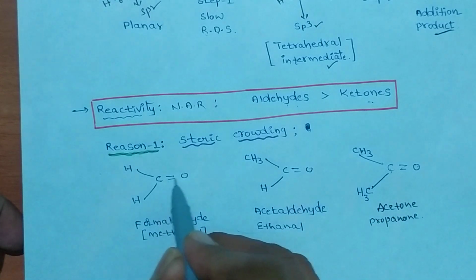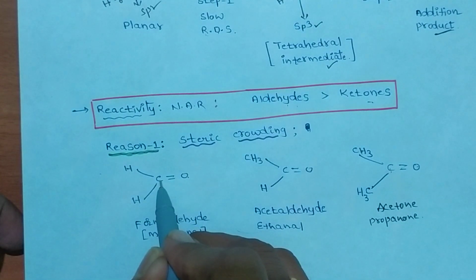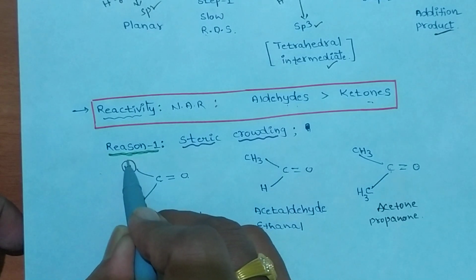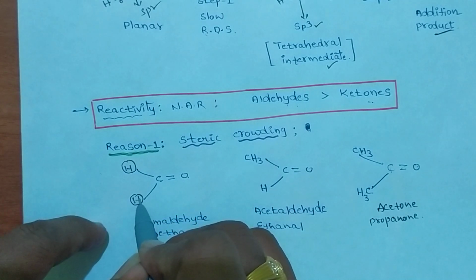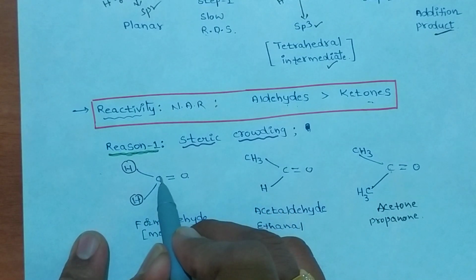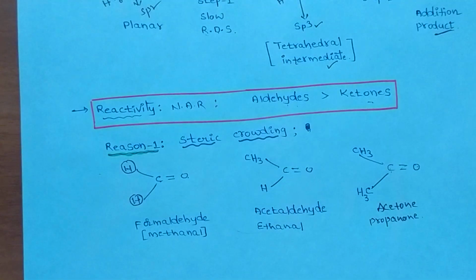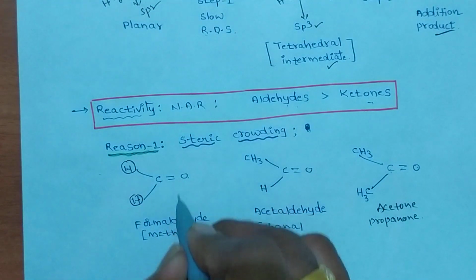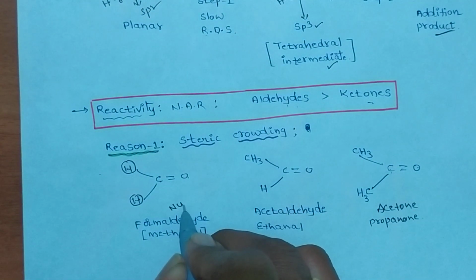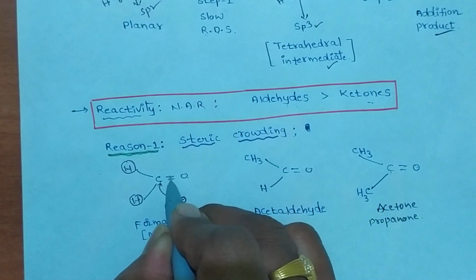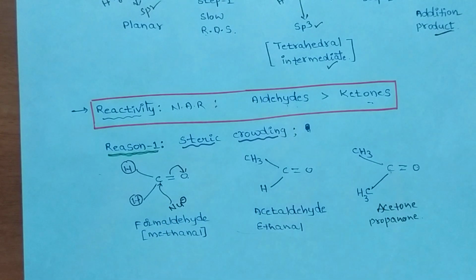See, now this is the carbonyl group. Around this carbon, small hydrogen atoms are present. Hydrogen atoms are of smaller size. So around this carbon the steric hindrance, the crowding, is very less. So attacking of the nucleophile is what? Easy. The nucleophile can attack this carbon very easily because of less crowding around this carbonyl carbon.